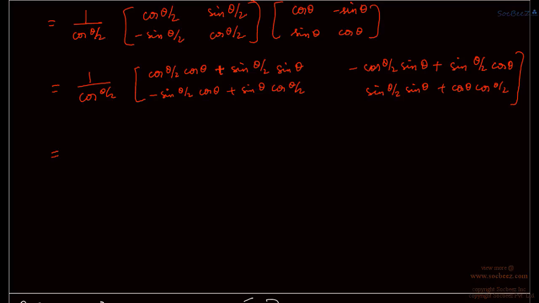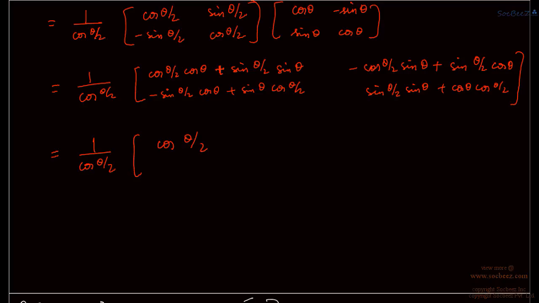Doesn't make any difference because cos is an even function. So this is cos of a minus b, that is cos of theta minus theta by 2, or it is just cos of theta by 2, right? The cos of minus theta by 2 is the same thing as cos of theta by 2.